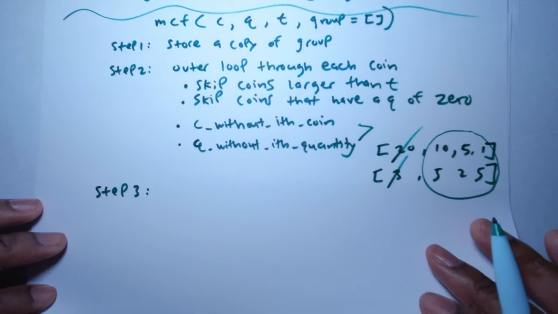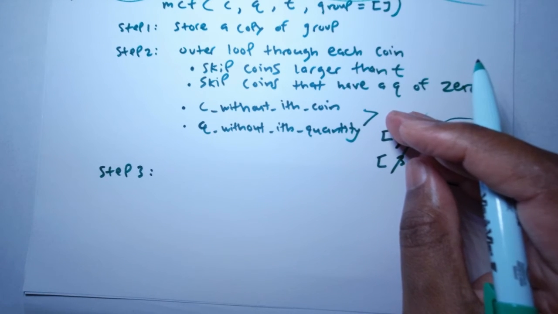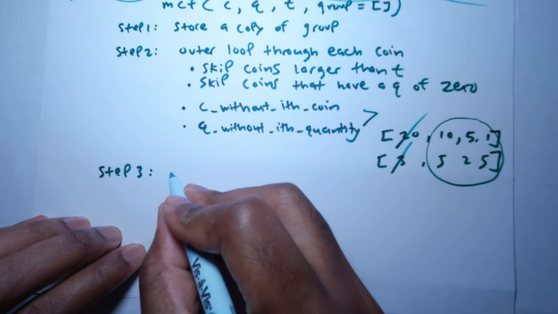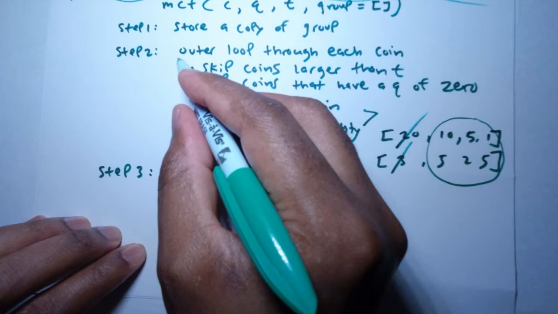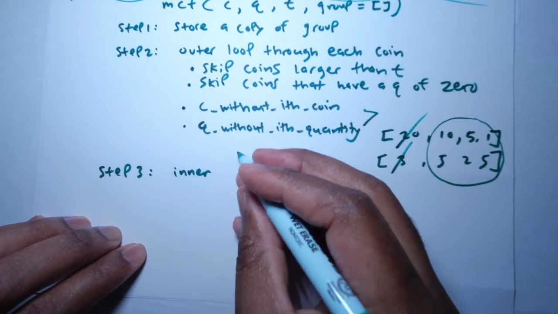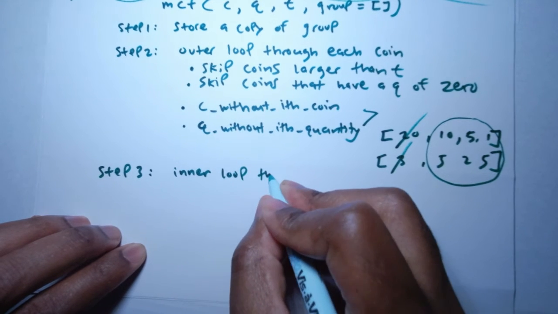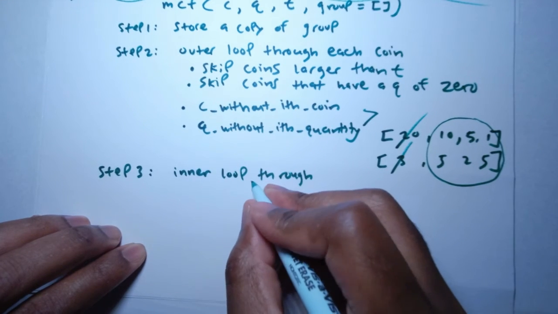Step 3 is to inner loop through each quantity for that particular coin. Again, this is an inner loop, so this loop is within this outer loop here. The outer loop is for coins, and the inner loop is for the quantities for that coin. So, inner loop through quantity.